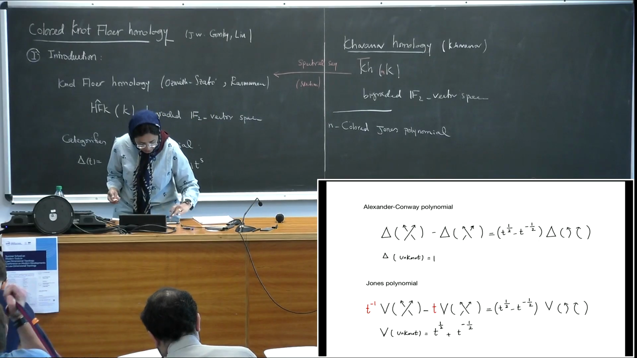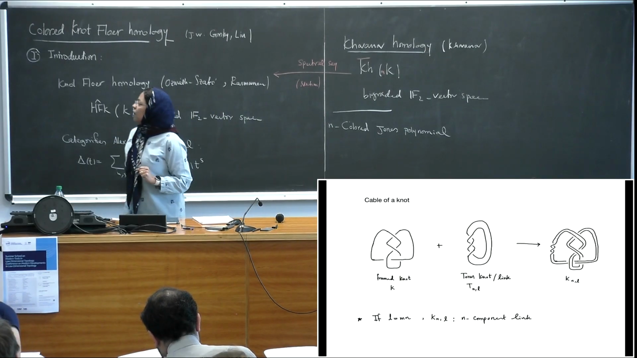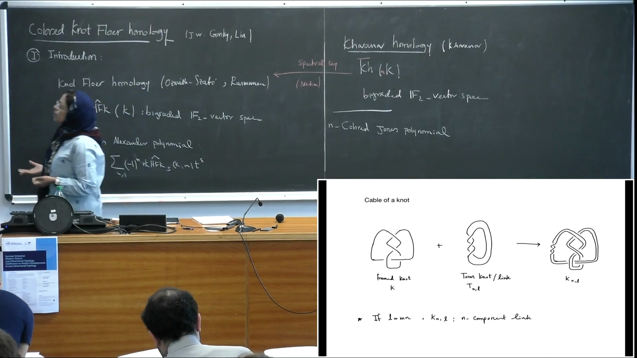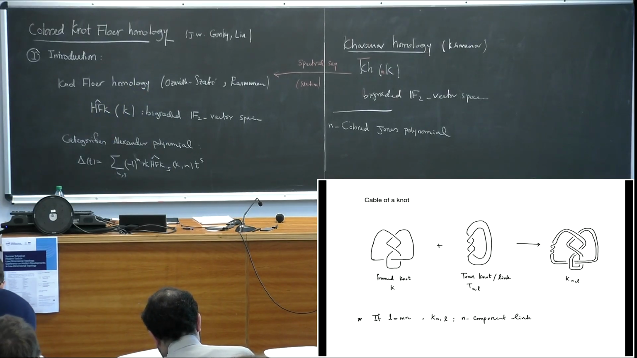So let me remind you again what a cable of a knot is. If I have a framed knot, like my knot K on the left in this picture, and if I have a torus knot or a torus link, like this T(m, l), here I have a T(2,3), then I can remove a neighborhood of my framed knot and insert my torus knot or link in it to get a new knot or link. I'm going to denote that by K(m, l). It's going to be a link if m and l are not coprime, and for most of this talk, they are not going to be coprime. l is going to be m times n, so we'll have an n-component link.